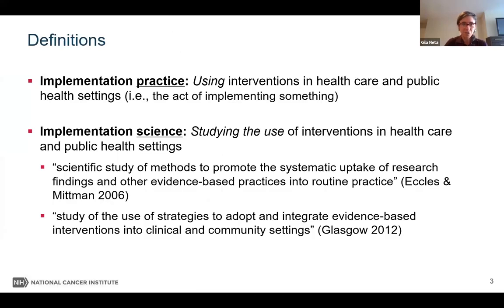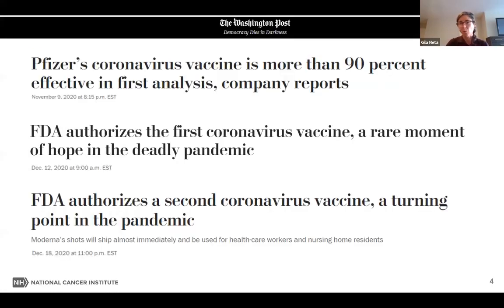With those definitions, just to distinguish implementation science from implementation practice. Implementation practice is the use of evidence or interventions, whereas implementation science is the study of the use of evidence and interventions. There have been a few nuanced ways that the field has defined itself, but essentially implementation science is defined as the study of methods to promote uptake of evidence-based practices or interventions in a variety of settings. On the next slide, I'll talk a little bit about why we should care.